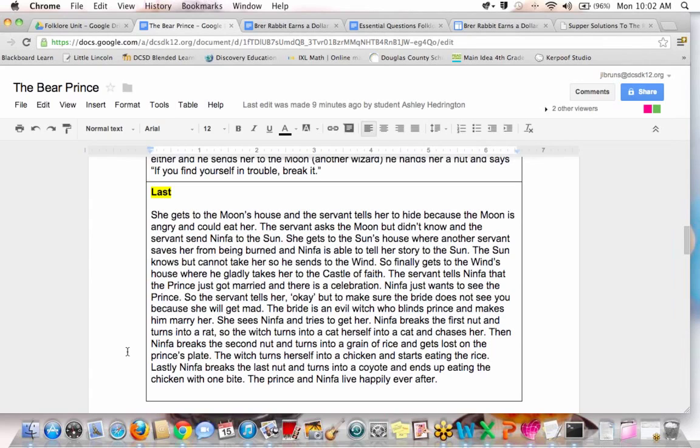Then Ninfa breaks the second nut and turns into a grain of rice and gets lost in the prince's plate. The witch turns herself into a chicken and starts eating the rice. Lastly, Ninfa breaks the last nut and turns into a coyote and ends up eating the chicken with one bite. The prince and Ninfa will live happily ever after.